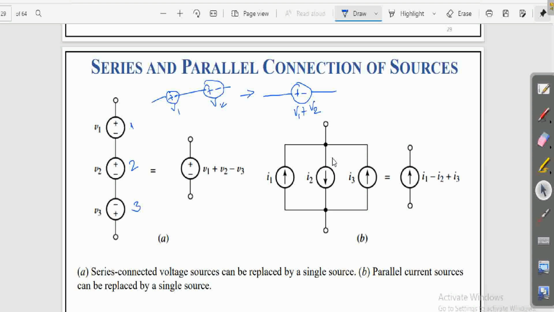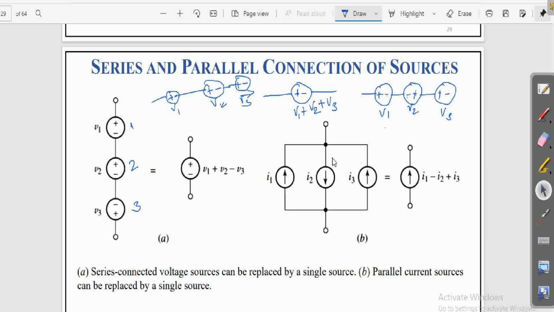For example, if I have one more element with the same positive and negative, V3, then we have V1 plus V2 plus V3. Unlike that, if I have an element positive and negative V1, negative positive with V2, positive negative with V3, so positive negative, negative positive, positive and negative.